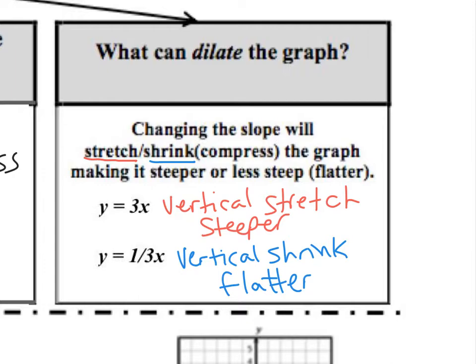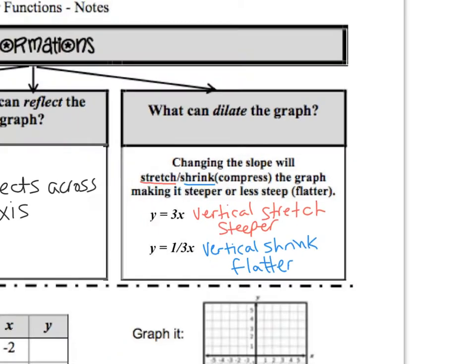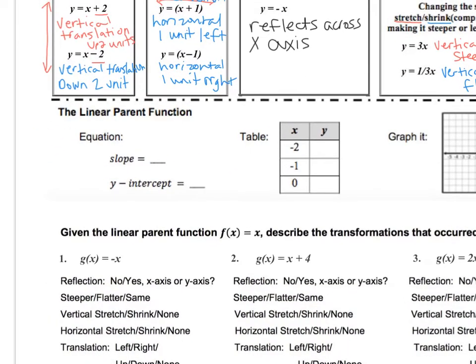So now let's take a moment and look at the linear parent function. The equation for the linear parent function is y equals x. So our slope in the linear parent function is 1 and the y-intercept is 0. So what I want you to do is pause your video, fill out the table and graph the linear parent function, and then start the video up again.